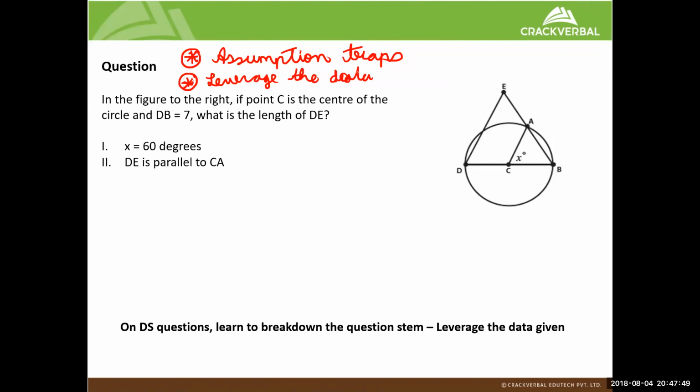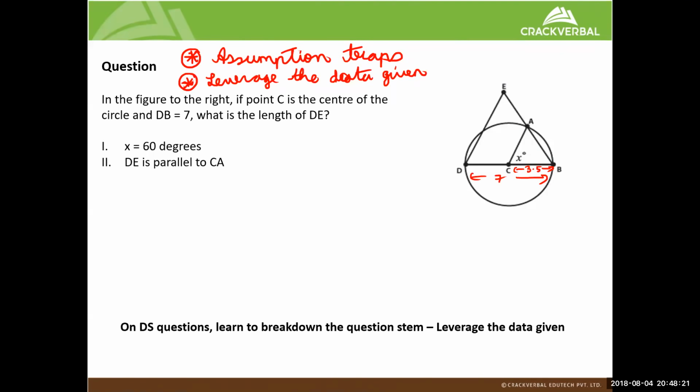Now, before I jump into the question, I have a very bad habit of breaking down the question stem. Okay, so in the figure to the right, point C is the center of the circle, and DB is 7. Since DB is passing through the center, I know the diameter is 7. What is the length of DE? So I know CB is also going to be 3.5, because CB is the radius and the radius is half the diameter.